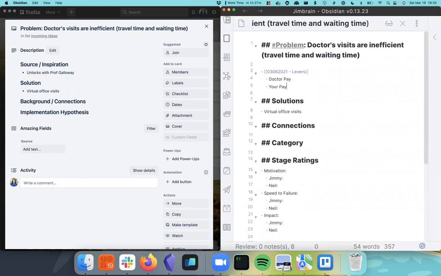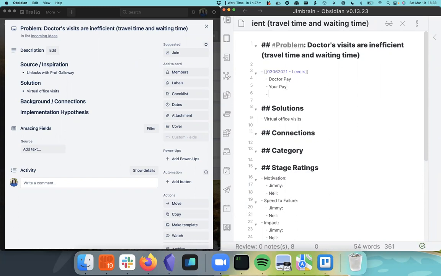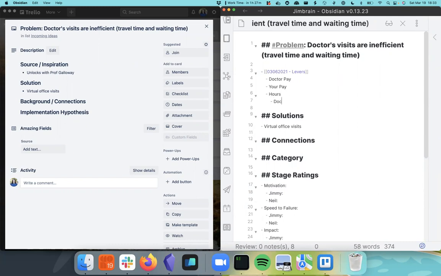Another way that doctors are inefficient is that doctors' hours are often your hours, so it leads to you needing to take off time from work. I think that'd be an interesting way to crack this nut a little bit.